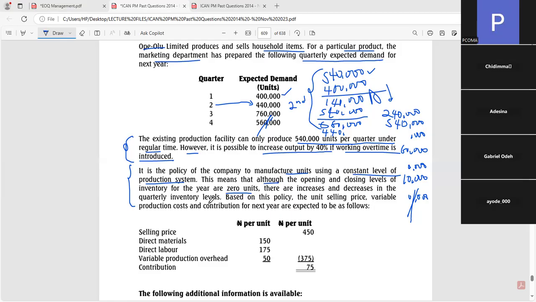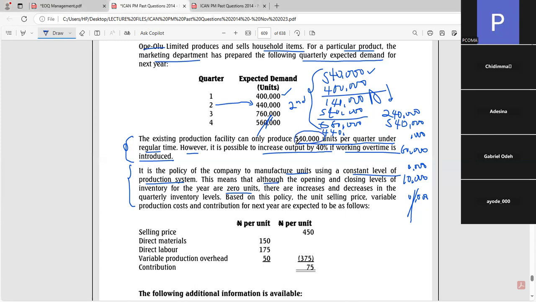Now, let me explain this. They said that it is the policy of the company to manufacture units using a constant level of production system. What's that constant level of production system? 540. Please pay attention. I will not come back. It's technical, but understand it. It means that we are going to manufacture 540 units constantly every time we want to manufacture.